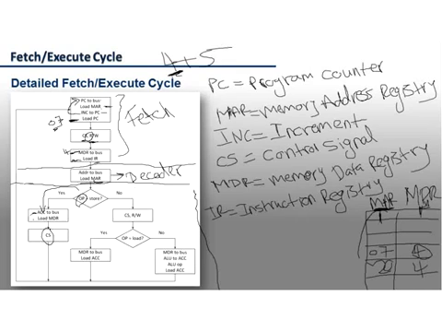Now, you tell me the control signal. You tell me the CS. What will the CS do now? Yes, it will write this data to the memory, and then we will go to the next instruction.